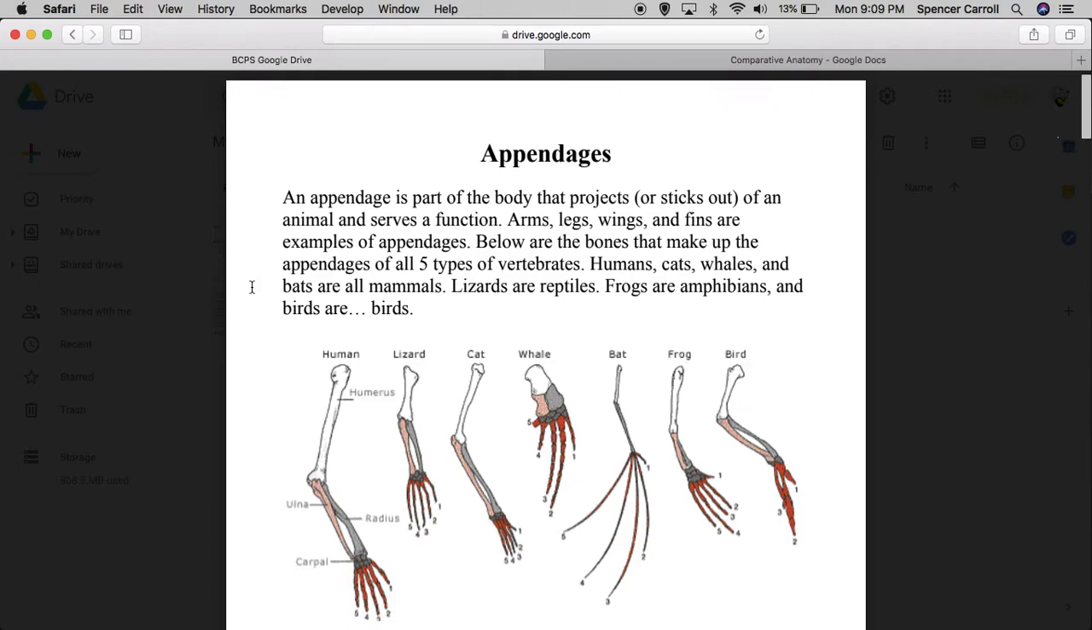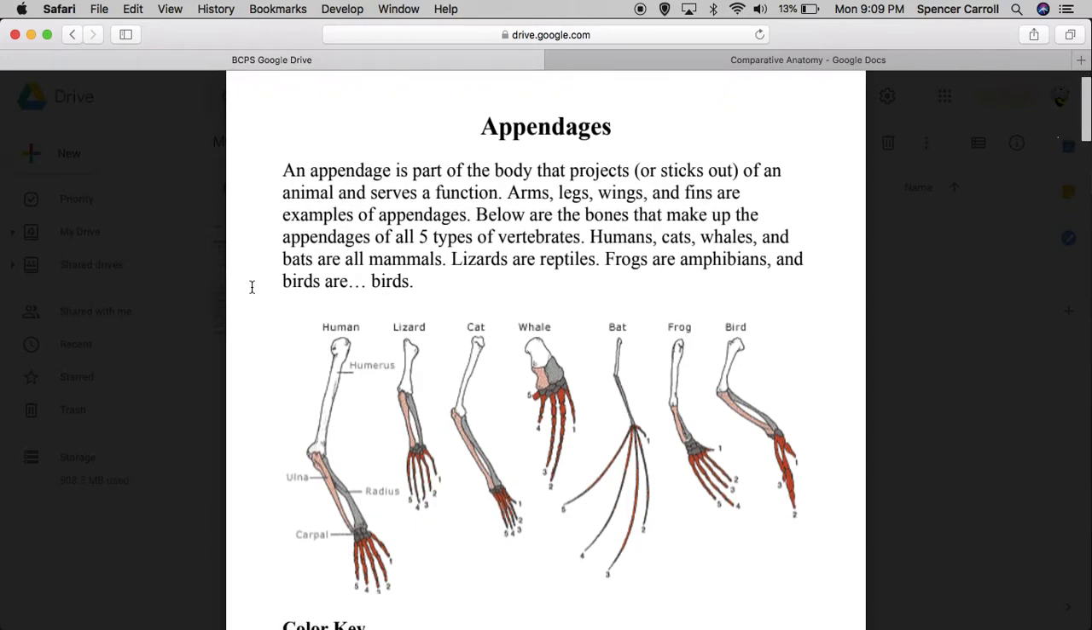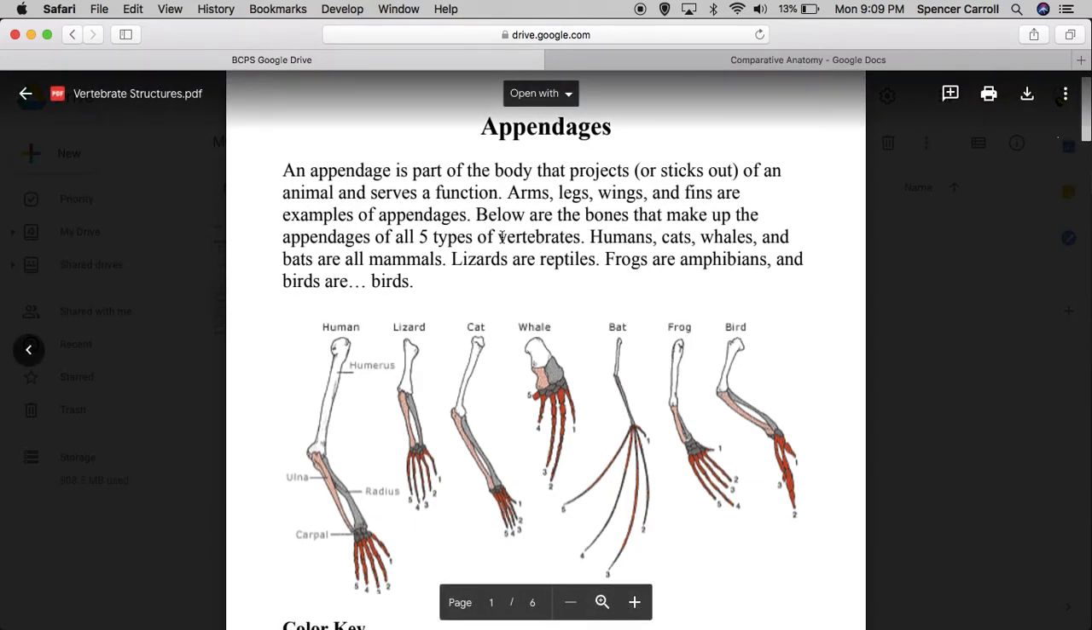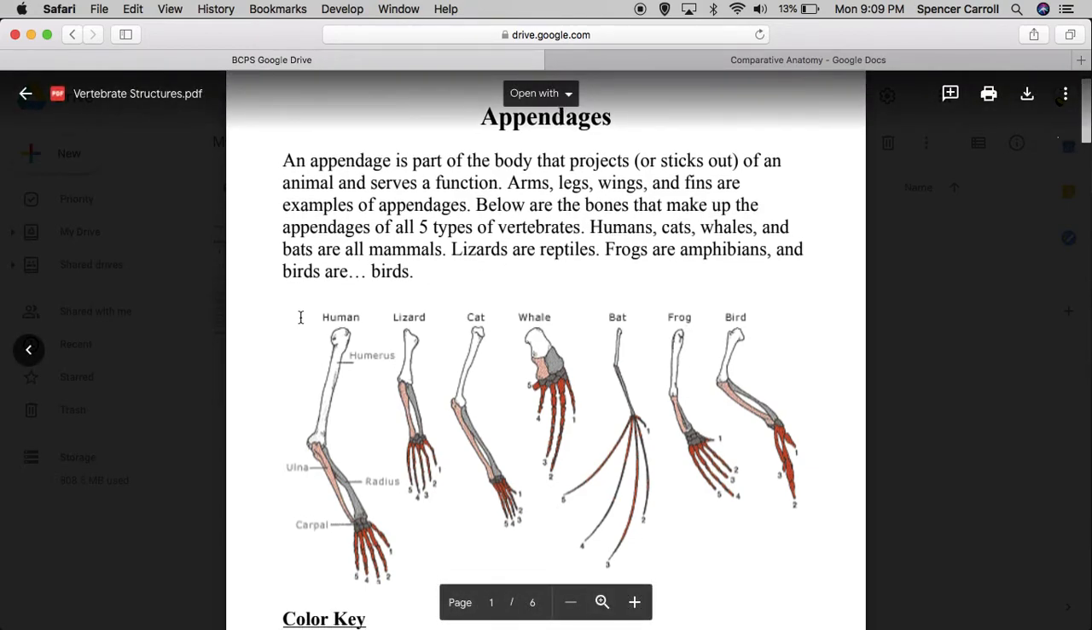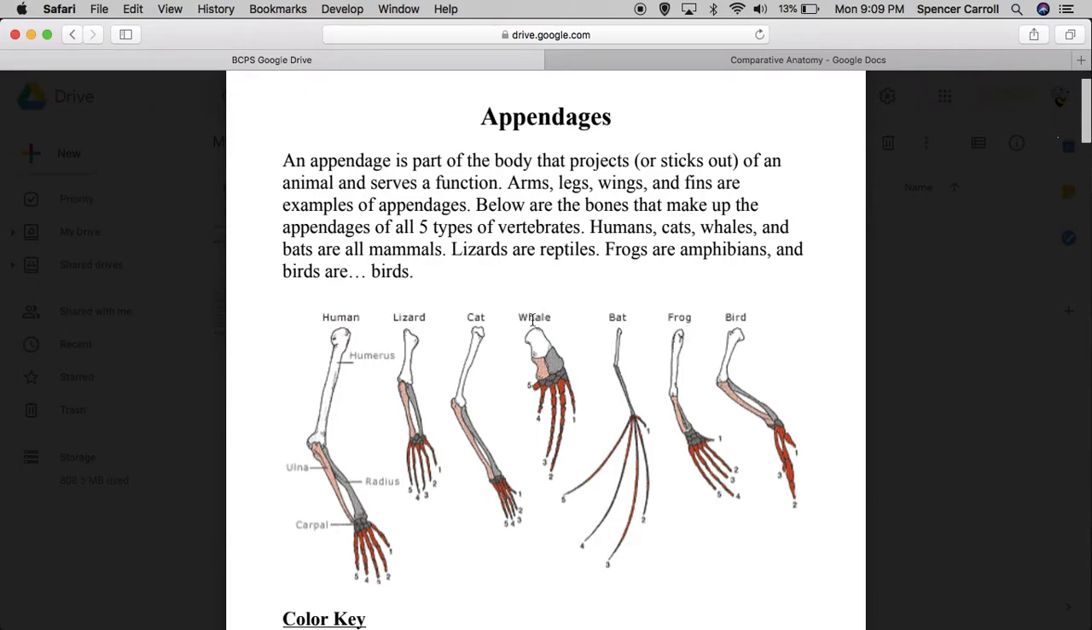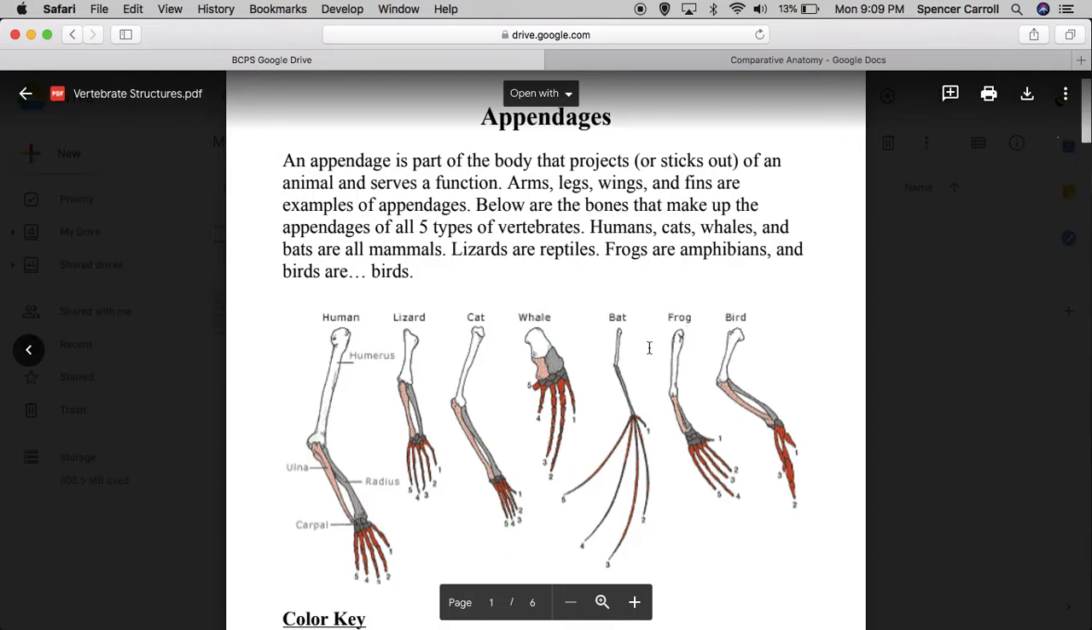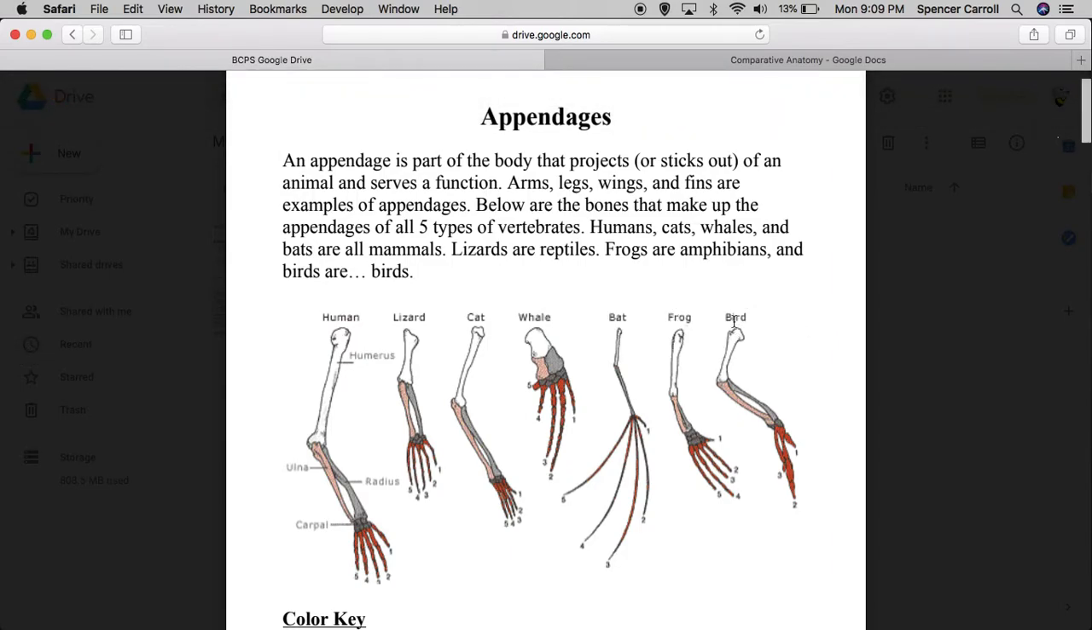Below are the bones that make up the appendages of all 5 types of vertebrates. Again, those being amphibians, reptiles, mammals, birds, lizards. Reptiles. Humans, cats, whales, and bats are all mammals. Okay, so humans, cats, whales. Lizards are reptiles. Frogs are amphibians. And birds, well, birds are birds.